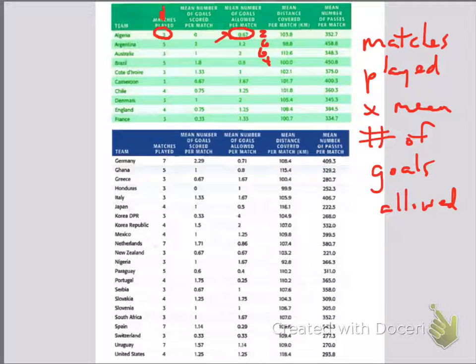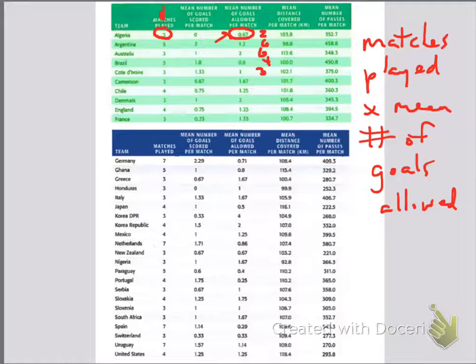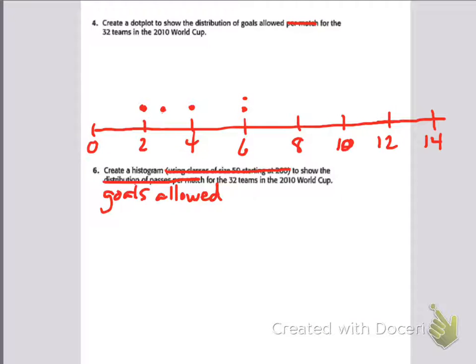Okay. I don't even know how to pronounce that. Cote d'Ivoire. I think that's how you spell it. 3 times 1 is 3. Now, 3 is in the middle, so we'll put a dot in the middle. Oh, come on. Come on, let me make a dot. There we go. Okay. Cameroon, 3 times 1.67. 1.67 is 5/3. 3 times 5/3 is 5. So Cameroon gave up 5 goals total.